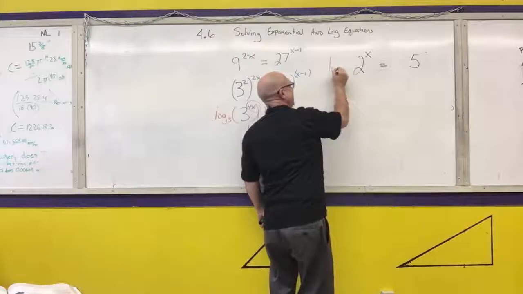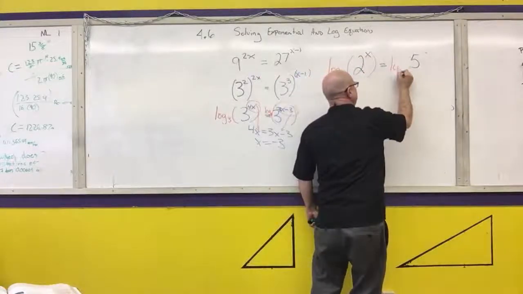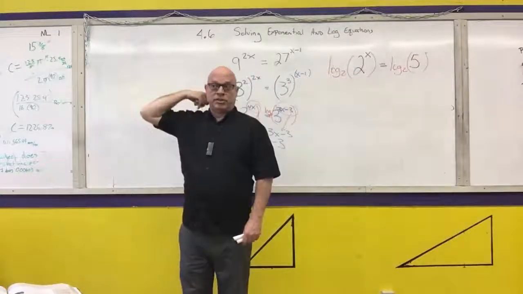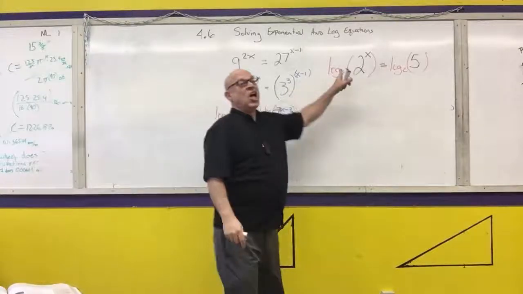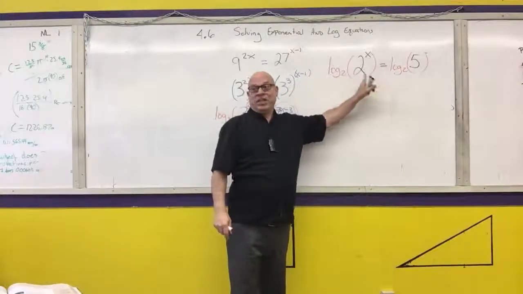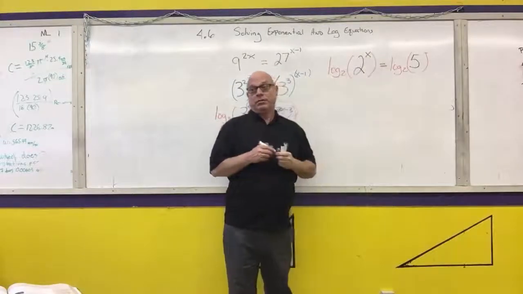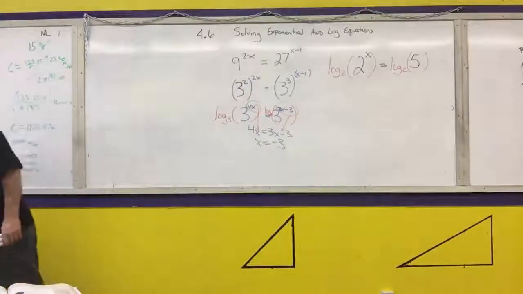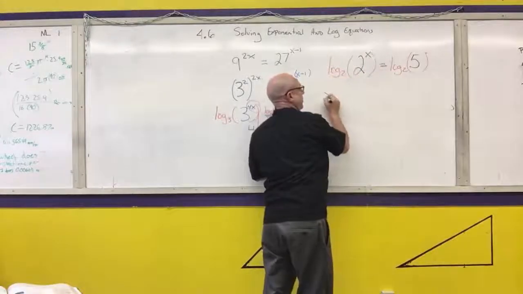If I take the log base 2 of the left-hand side, I must take the log base 2 of the right-hand side. So I'm going to actually show the work in the steps this time. Logarithm rules. I have a logarithm with something with an exponent. What can I do with that exponent? I put it in front. So this x goes in front.